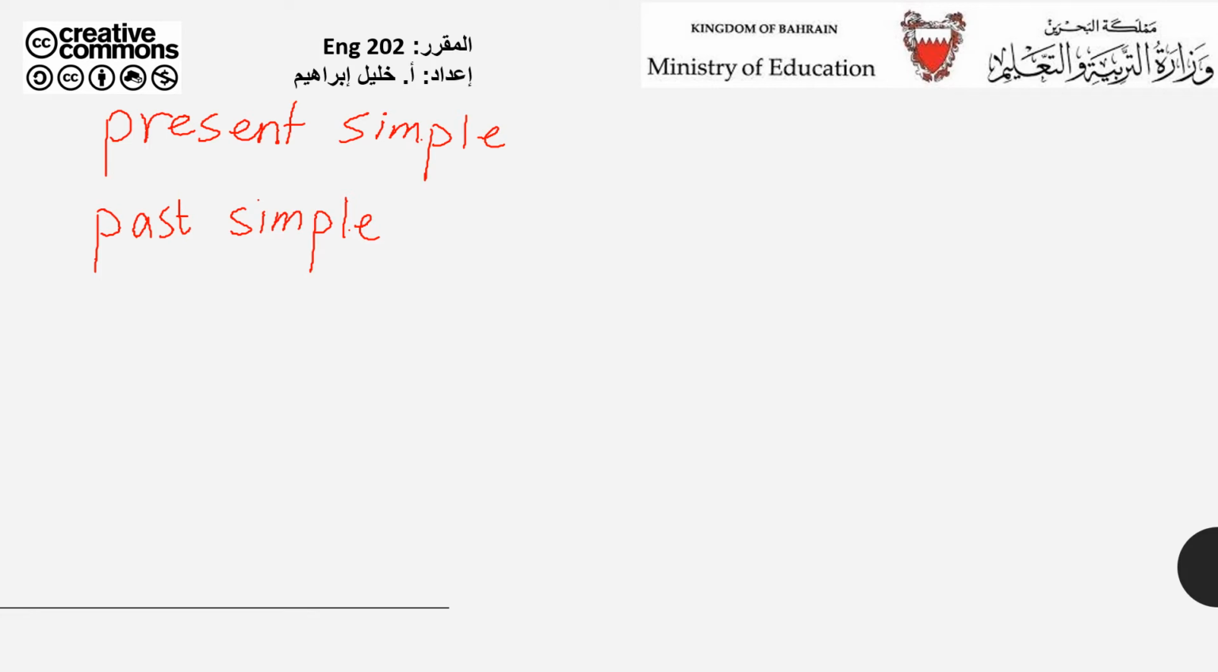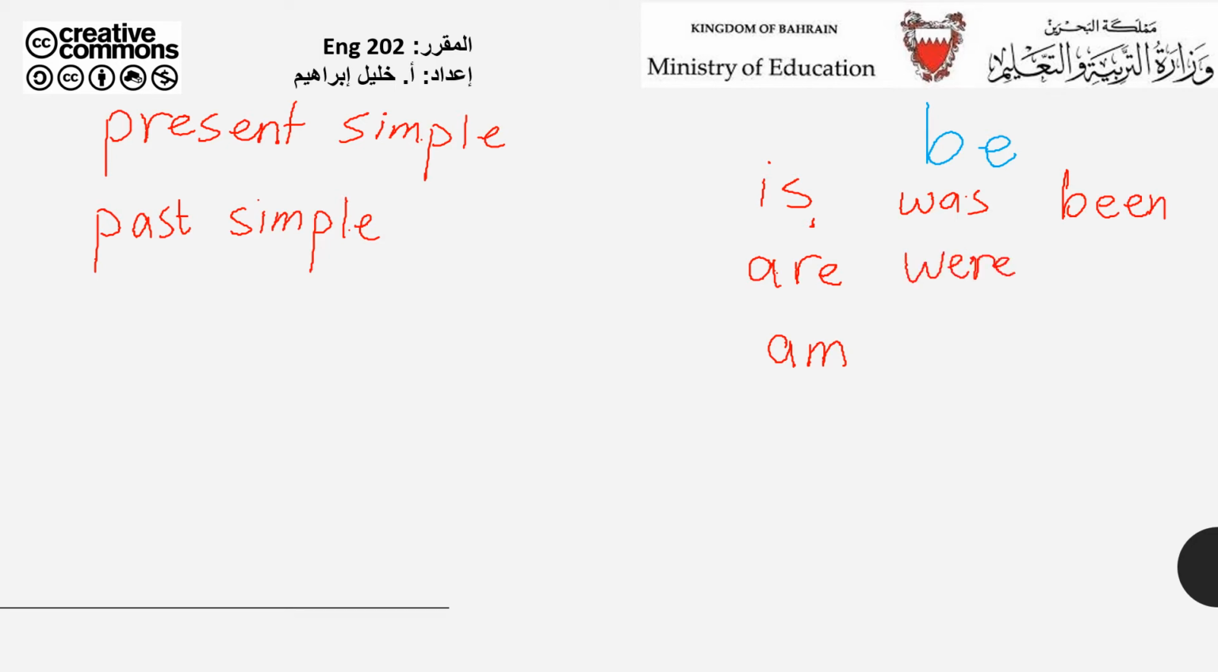Before I start changing the sentences, I just want to remind you of the verb be. You know this. It is, are, am, and the past is was, been, past participle, were, been, was, and been.